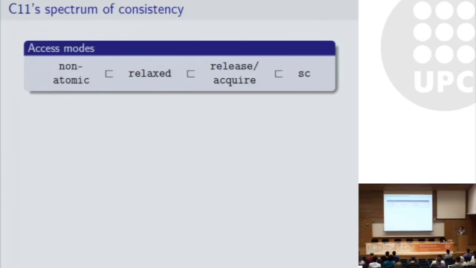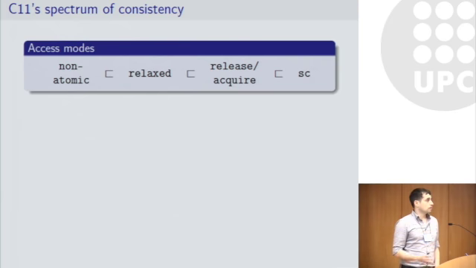Let me start with some background of the C11 memory model. One of the basic observations is that there is no one particular consistency level that is always what we need. Sometimes we need strong consistency. Sometimes we can get along with weak consistency guarantees for shared accesses.